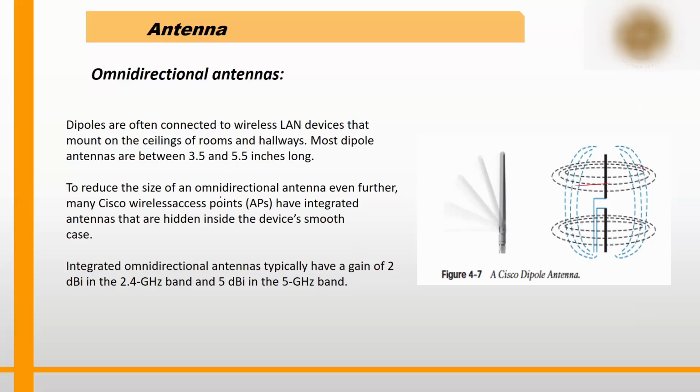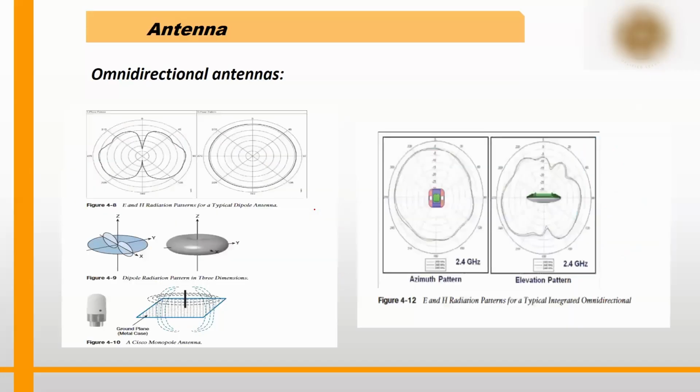To reduce the size of the omnidirectional antenna even further, many Cisco APs have integrated antennas that are hidden inside the device's smooth cases. Integrated omnidirectional antennas typically have a gain of 2 dBi in the 2.4 gigahertz band and 5 dBi in the 5 gigahertz band. Okay, this is the omnidirectional antenna gain for the 2.4 gigahertz band and 5 gigahertz band, that is 2 dBi to 5 dBi. So just remember the values.